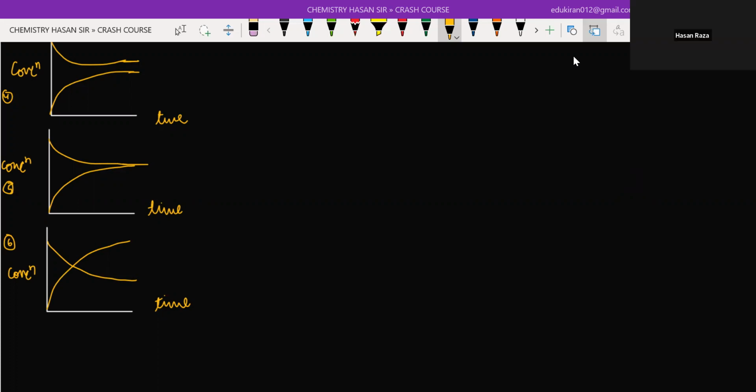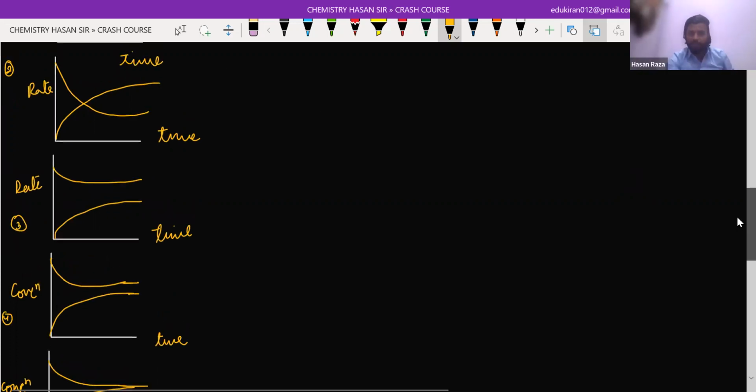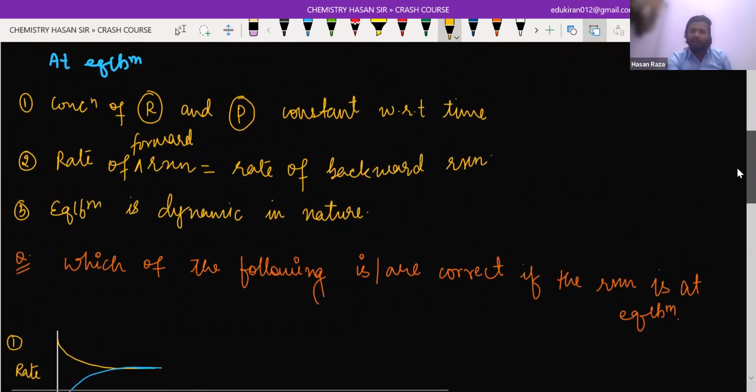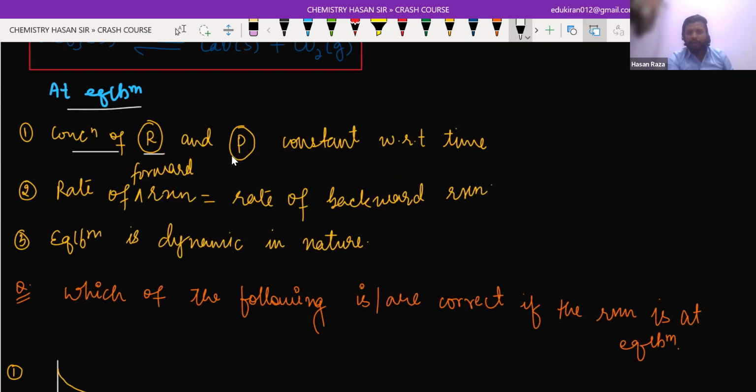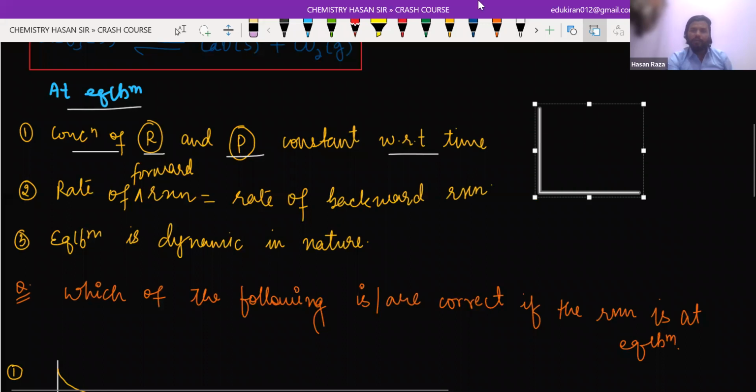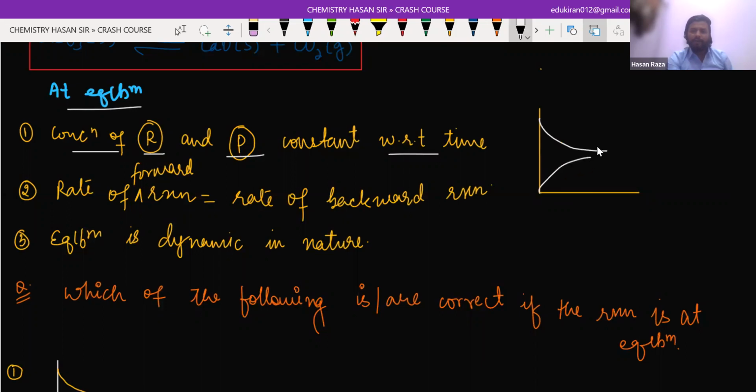Okay, see. This question is completely based upon the two characteristics that I told you. And that is, at equilibrium, concentration of reactant and product are constant with respect to time. First of all, you are going to decide this. The one which is coming from up to the down is for reactant, and the one which is going from zero to up is for product. Everyone knows that. You have studied this graph in chemical kinetics, right?